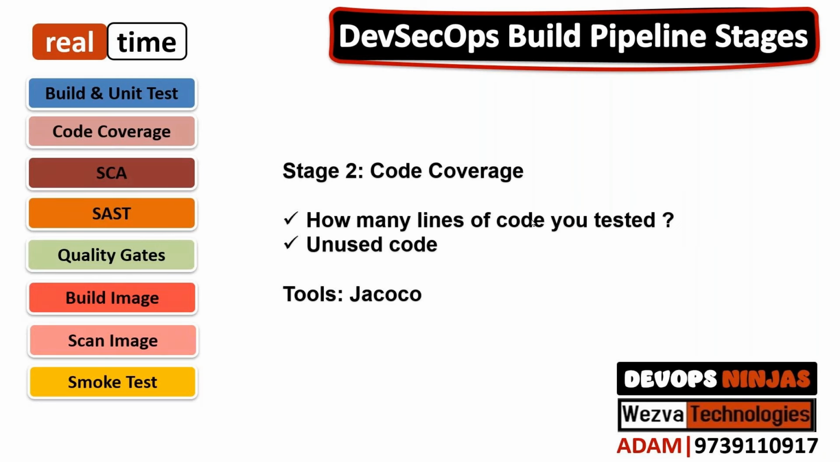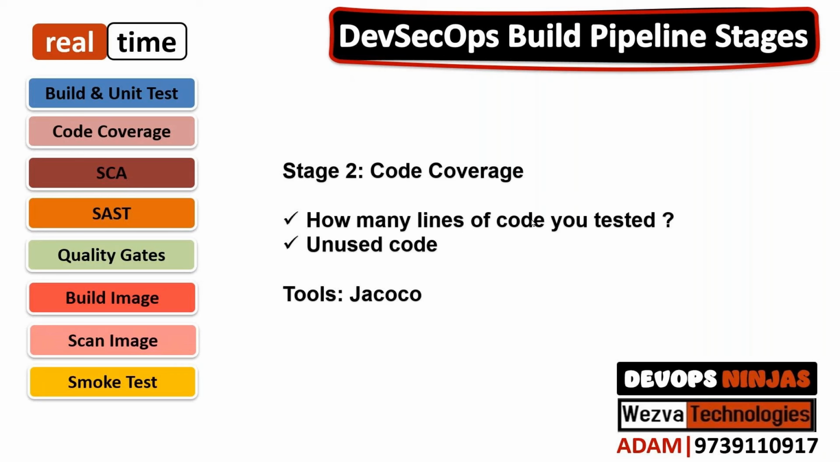So by doing this, what will happen? You will ensure the quality of the product will be good and the performance of your product will be good. And this is where in DevSecOps, we need to run code coverage after the build. And why should you do the code coverage after the build? Because when you do the build, you also do the unit test.